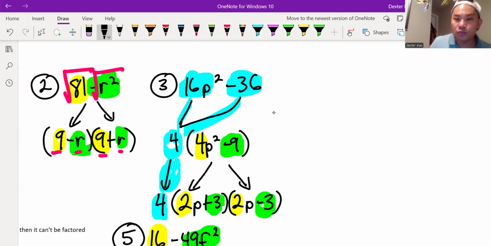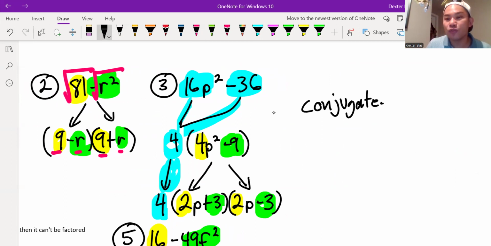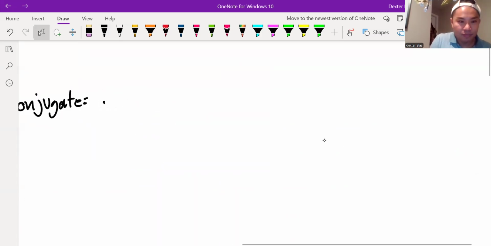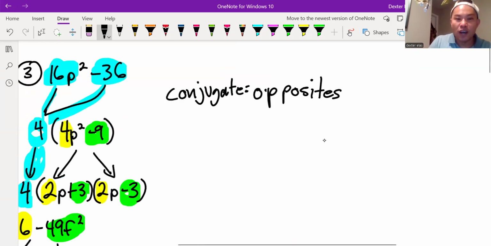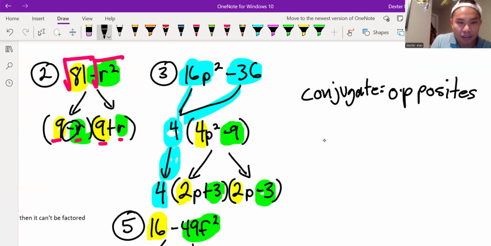And when I use that term conjugate, all that is referring to is opposites. And what's opposite is the negative and the positive in the binomials. The other terms remain the same.